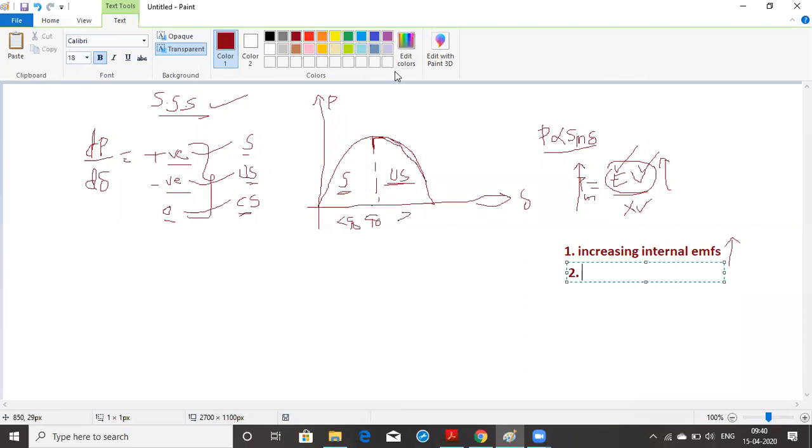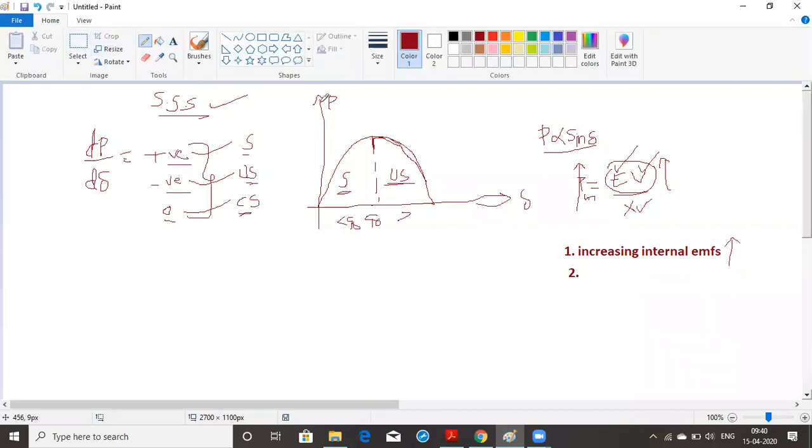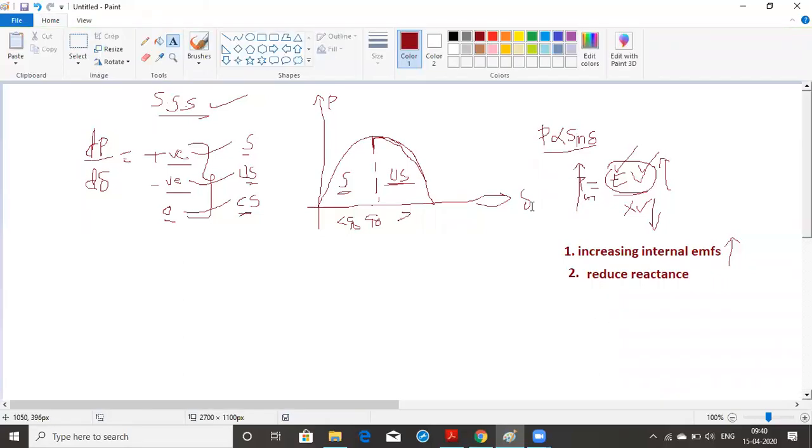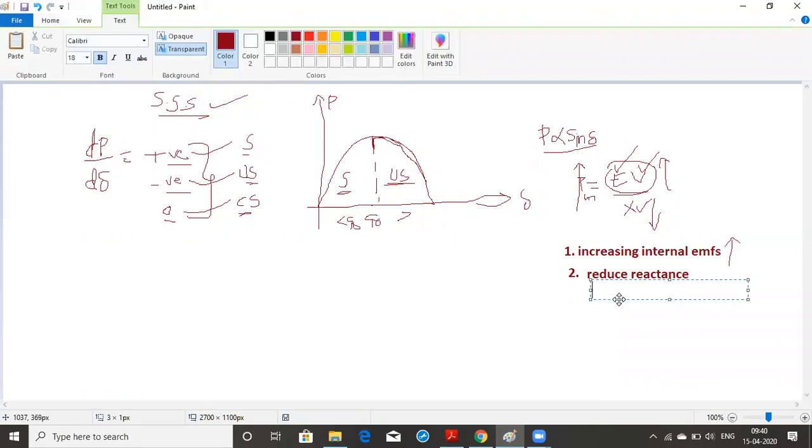Next, how can we achieve the maximum power? It is possible by reducing the reactance. If you reduce the reactance, the maximum power can also increase. So how are you going to reduce the reactance? These are all concepts which we discussed in yesterday's class. I'm just revising. We need to reduce the reactance. If we want to reduce the reactance, we have a few different methods.